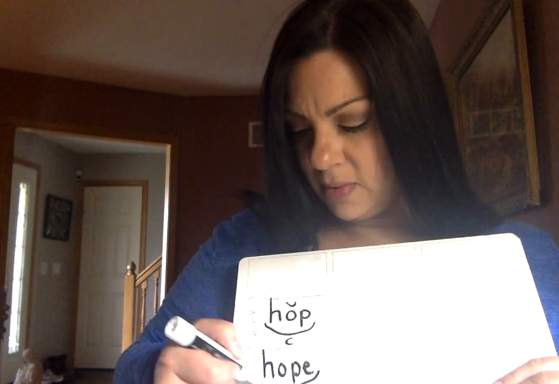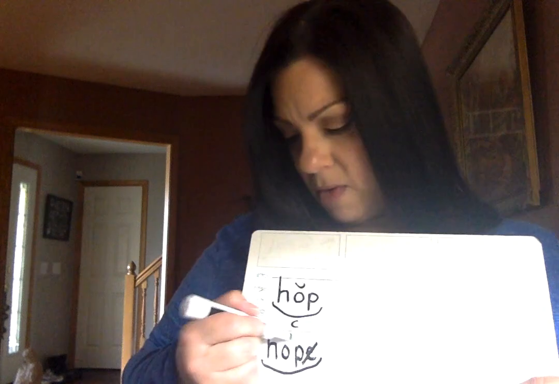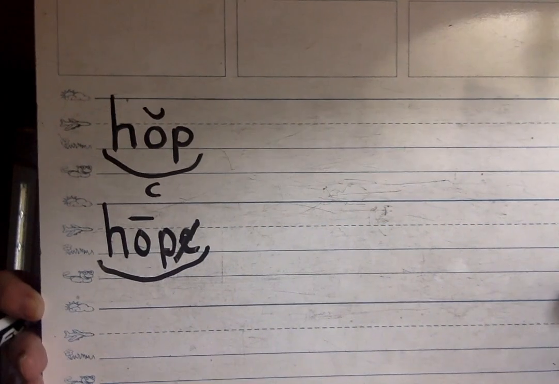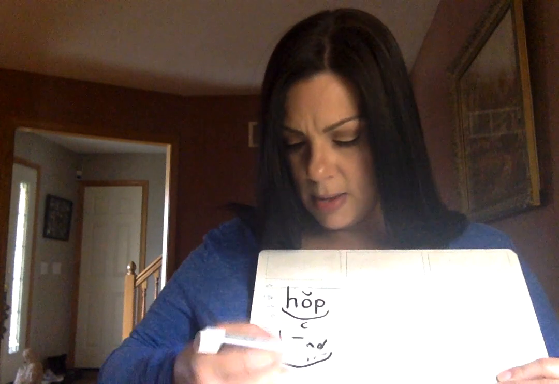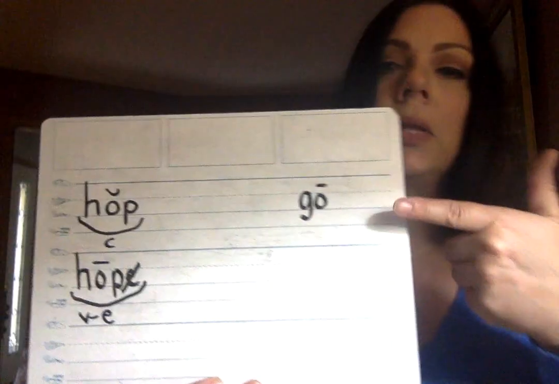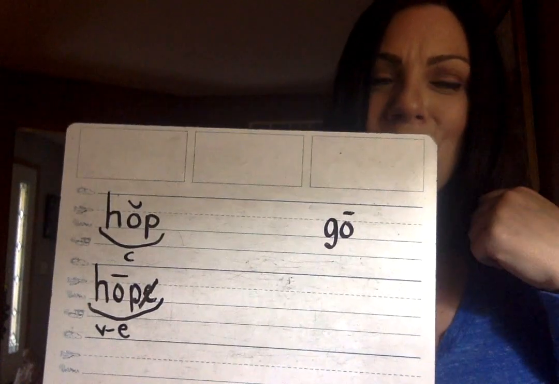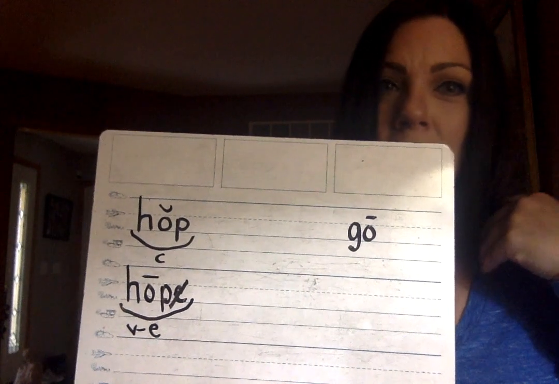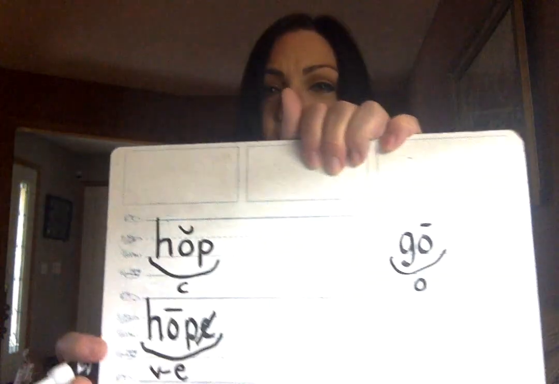Okay, our next syllable type is our VE syllable. And this syllable that we learned is a long vowel, ends in a consonant and then an E. So it has your long vowel, consonant, E. That's why we call it a VE syllable. All right, the next one we have is a word like go. Go ends in a long vowel, and that is an open syllable.